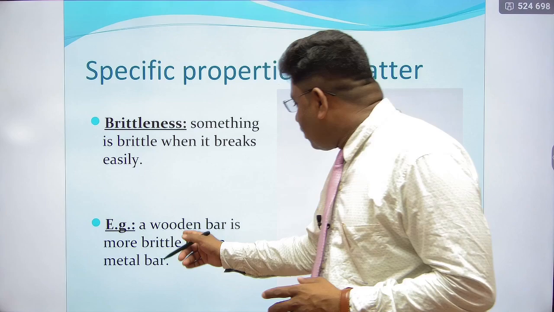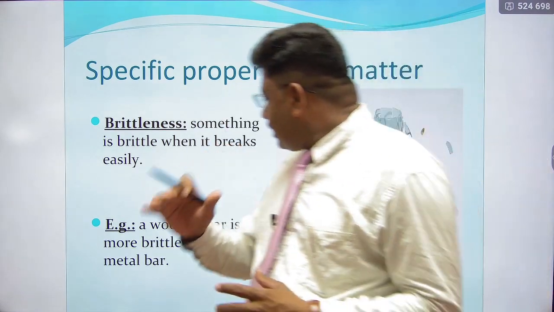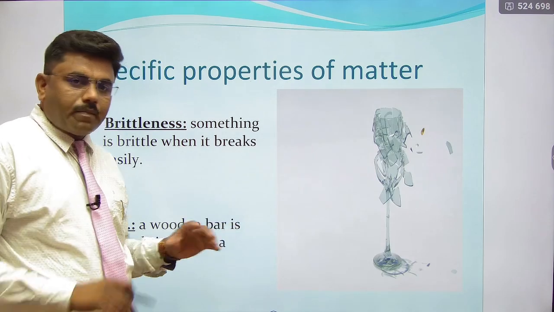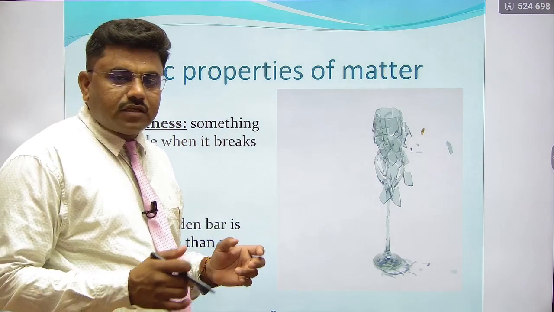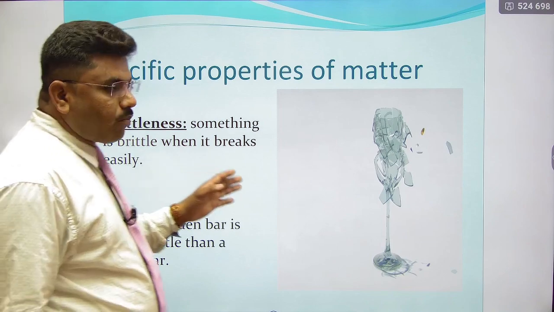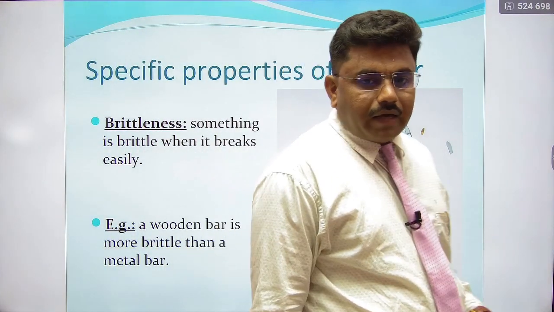As well as a wooden bar is more brittle than a metal bar. A wooden bar is more brittle, it can scratch, it can easily break. That's why brittleness is a property of matter.